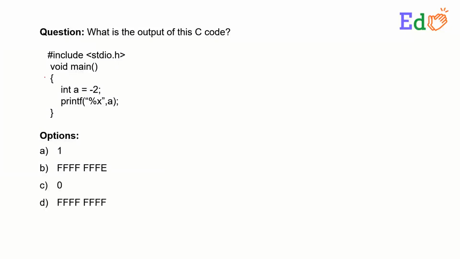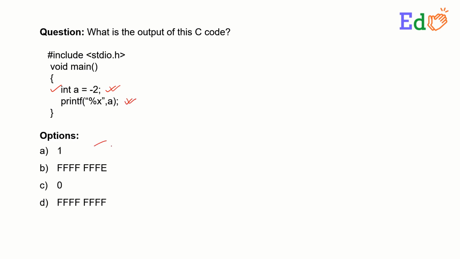Hi, today we are having one interesting question. There is only a 2-line program and we have to find out the output of this. In the first line, there is int a equal to -2. The initial value of a is -2 and the same value has been printed in the form of a hexadecimal number.